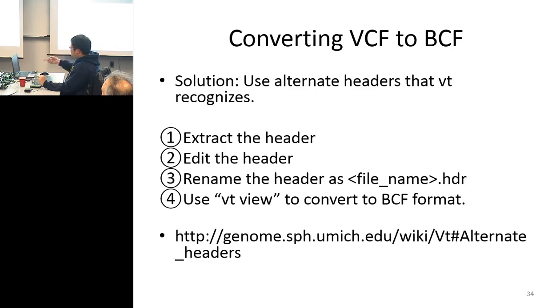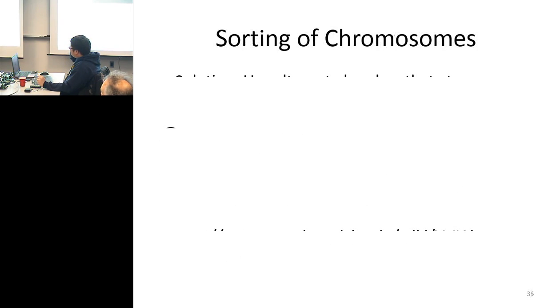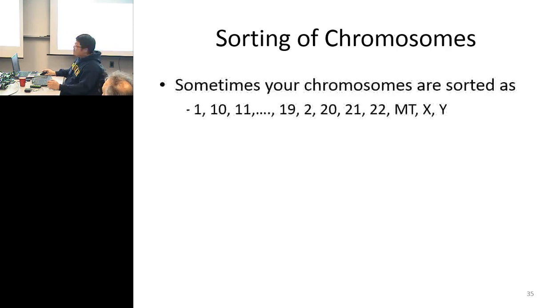This mechanism is discussed in the wiki, so you can go there and check it out again. Another useful thing which I found for VT is the sorting of chromosomes. How many of you have encountered people sorting their chromosomes as 1, 10, 11 all the time? This gives me an issue because in many cases I assume orderedness of variant files, and I process them in an ordered fashion.